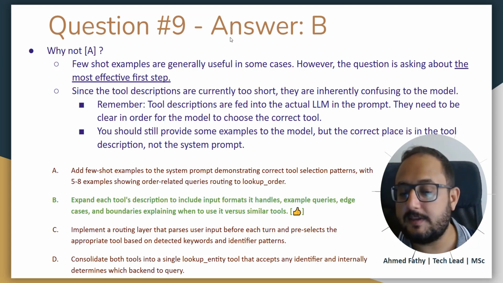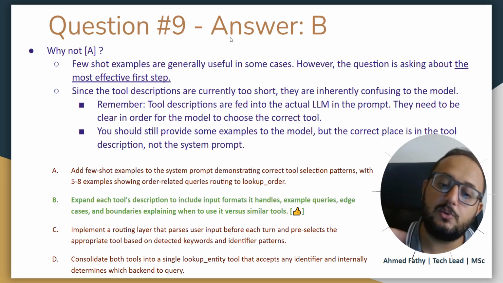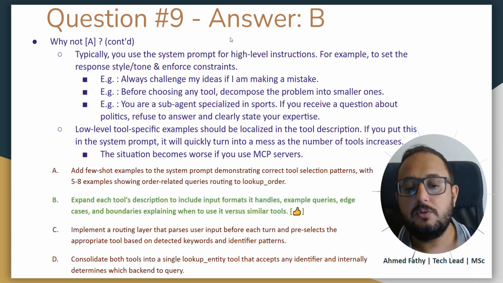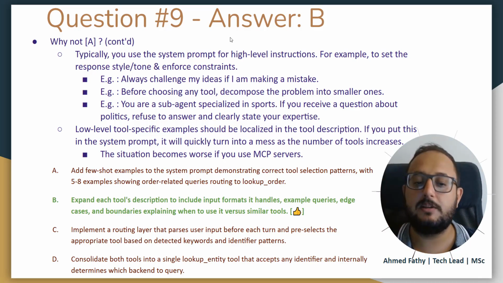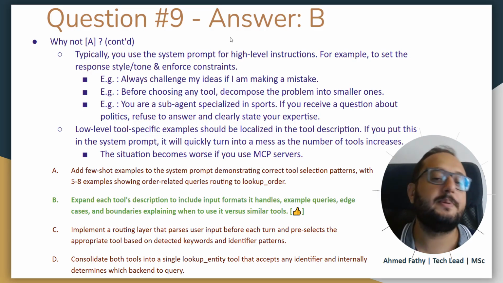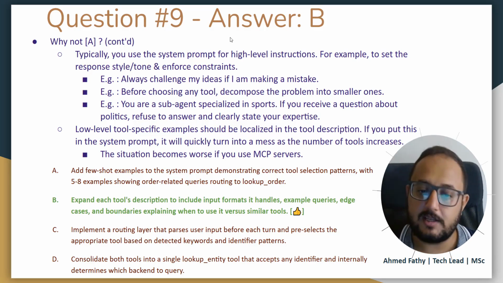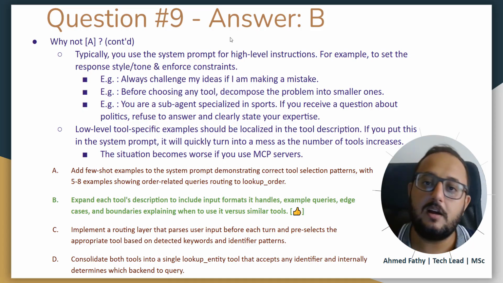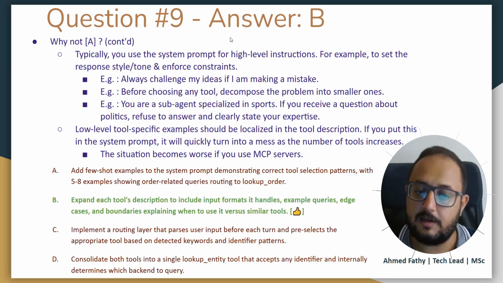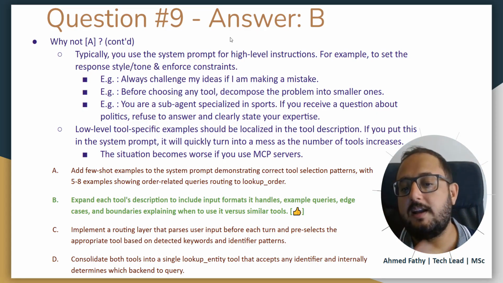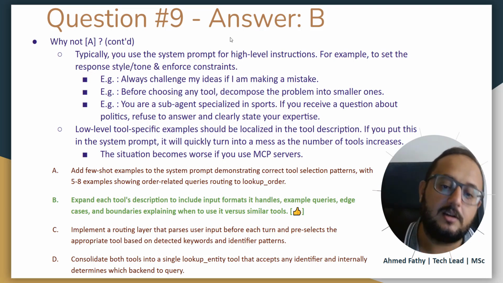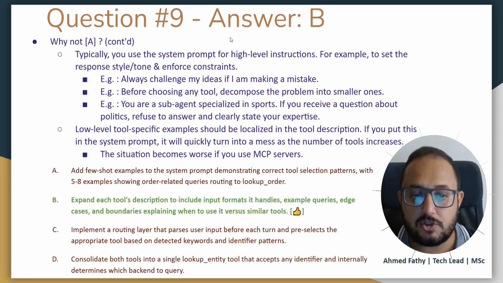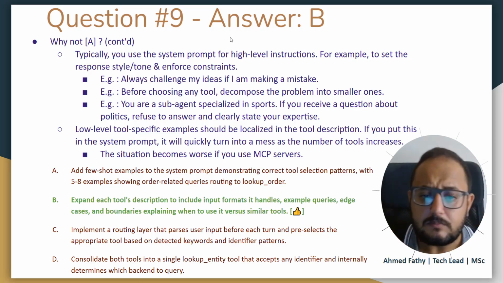You should still provide some examples to the model, but the correct place is in the tool description, not in the system prompt. Why? Because typically you use a system prompt for high-level instructions. For example, to set the response style, the tone, the persona of the model, and enforce constraints. For example, tell it you are a helpful coding assistant specializing in a given area, and you are capable of certain things. Or always challenge my ideas if I am making a mistake. You are setting the persona here. Before choosing any tool, decompose a problem into smaller ones. This is a high-level instruction. This belongs in the system prompt.